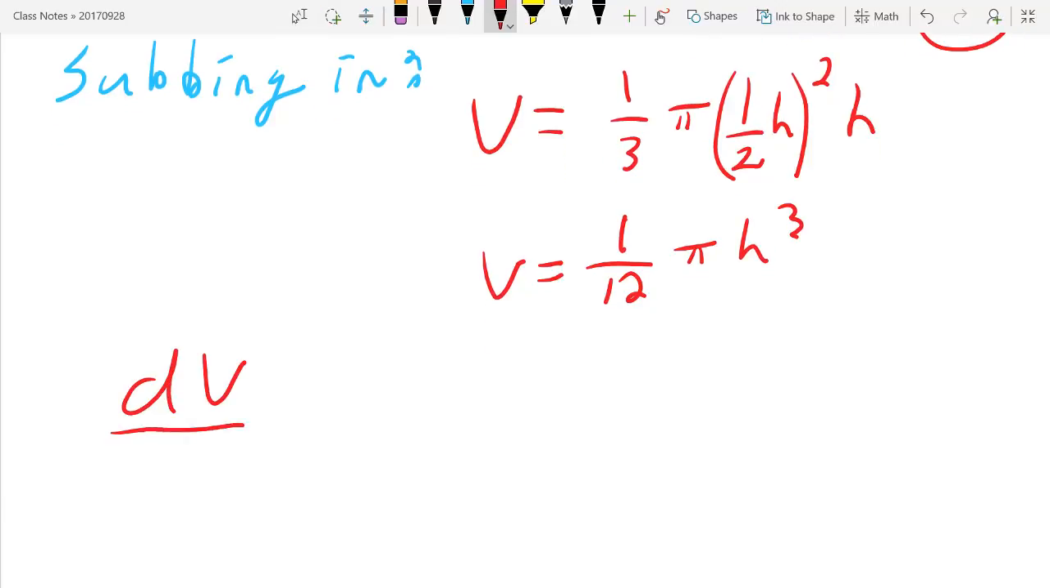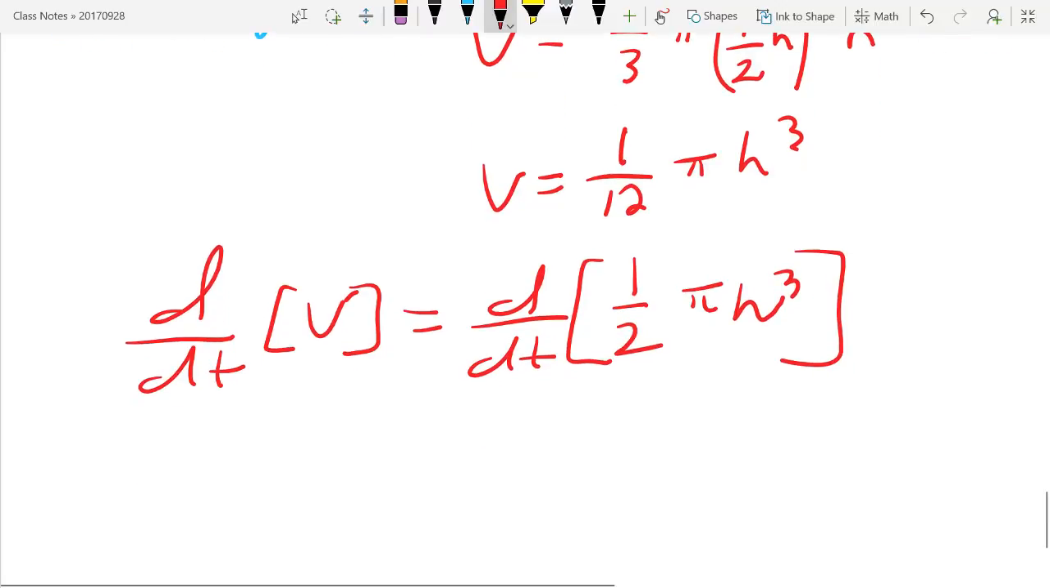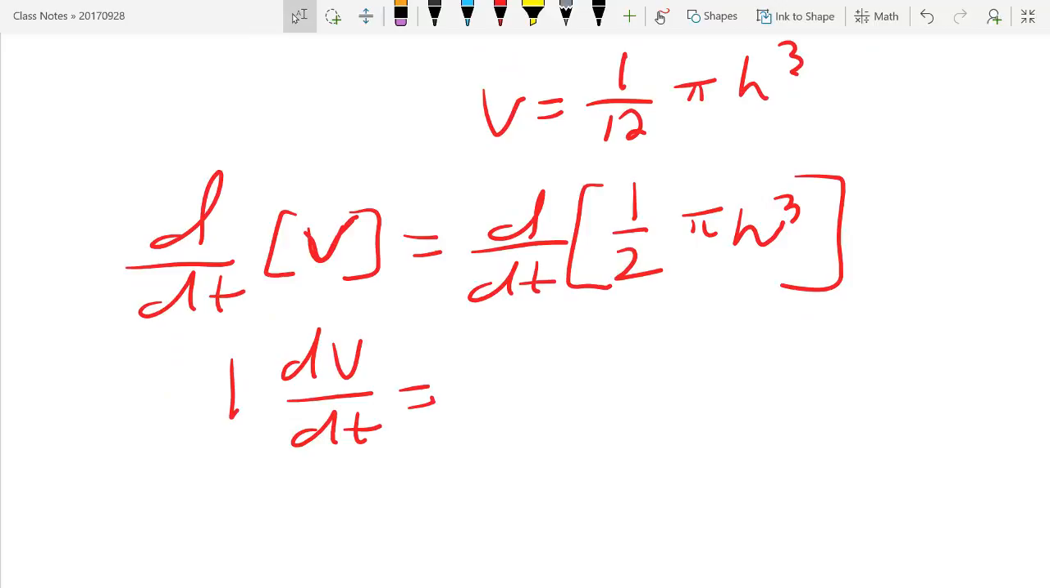So derivative of v with respect to time, or I should say d over dt of v equals d over dt of 1/12 pi h cubed. What's the derivative of v with respect to time? Derivative of v by itself would just be 1, right? 1 dv dt. And then if we take the derivative of this, 3 has to come out to the front, right? So it's going to be 3 halves.